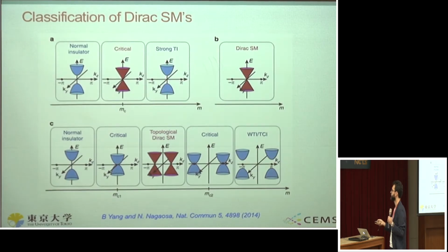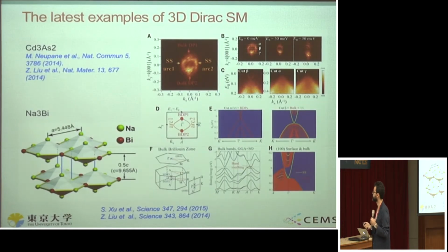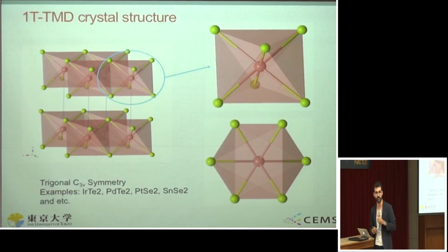And this is, for example, the phase diagram that you can draw to show how this topological Dirac semi-metallic phase can be realized from M1C to M2C, which is our critical parameters here. This is what we have known. And then going back to our transition metal dichalcogenide, here we already have a rotational axis. For example, here we have trigonal symmetry.